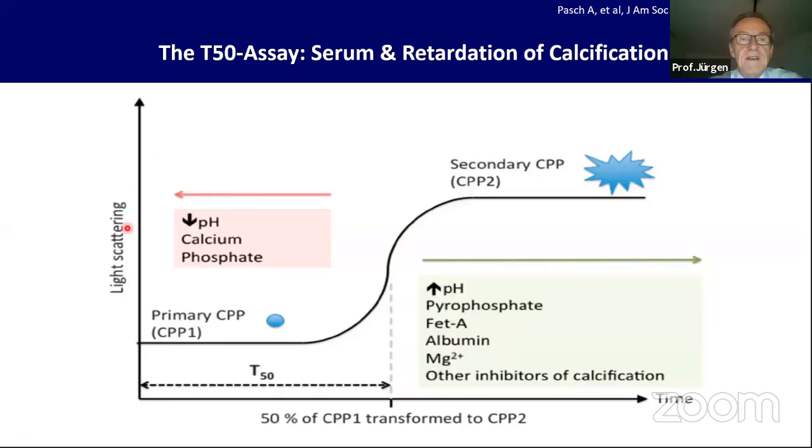So the T50 assay, as I said, measures when do primary calciprotein particles turn into secondary calciprotein particles, and what is the half-life until then. We know that this assay is affected by calcium and phosphate, but on the other hand, it's affected by pyrophosphate, which inhibits calcification, fetuin-A, albumin, magnesium, and other inhibitors. And this is what the Danish group has tested.